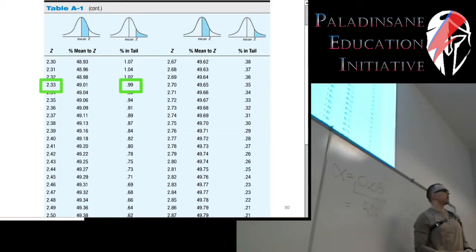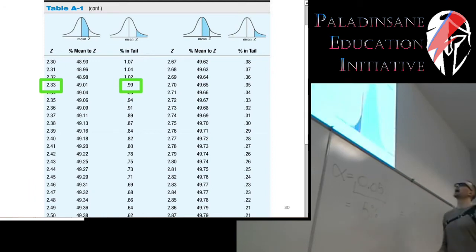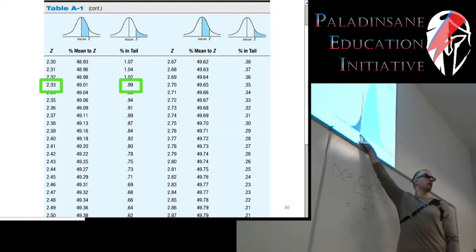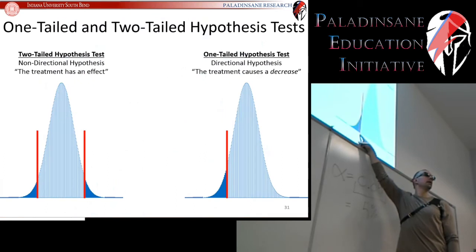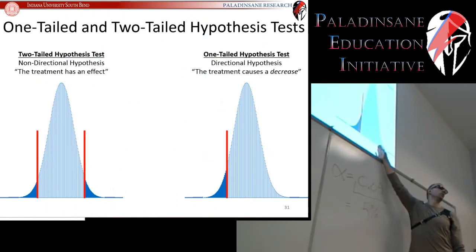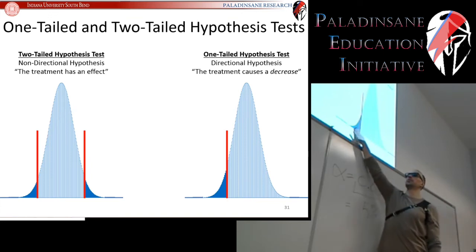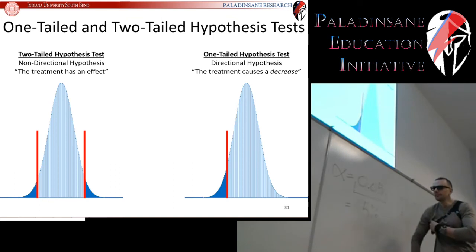So in our hypothesis testing, if we had a decrease that we were looking for, this line in the sand is negative 2.33. If we were looking for an increase, we would draw a line in the sand at positive 2.33 to put 1% in the tail.